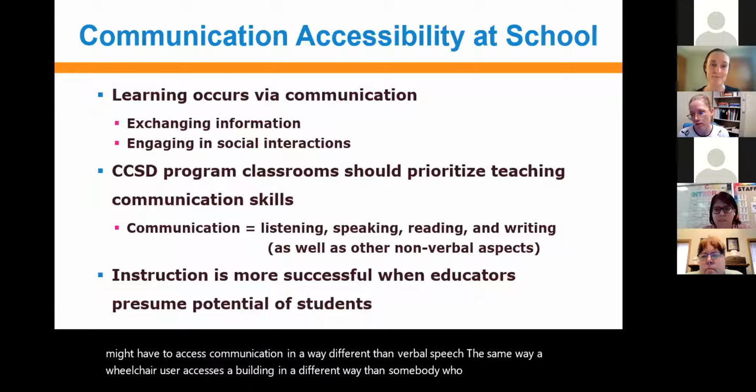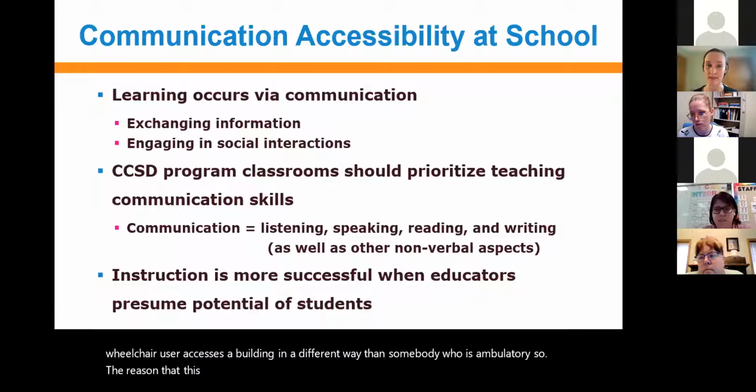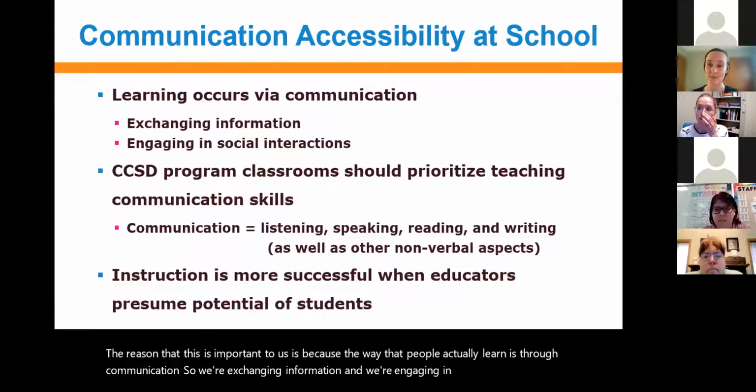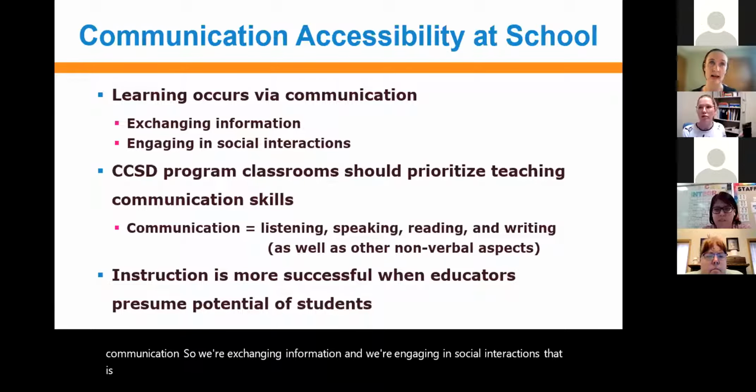The reason that this is important to us is because the way that people actually learn is through communication. So we're exchanging information and we're engaging in social interactions. That is all communication. And if we have a disability that affects our communication skills, it's going to make it harder for us to learn anything.